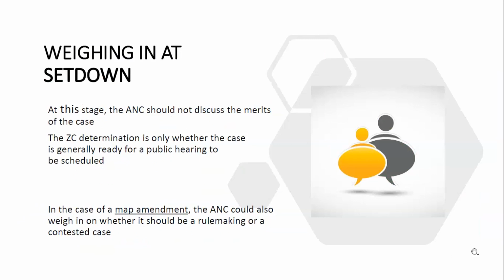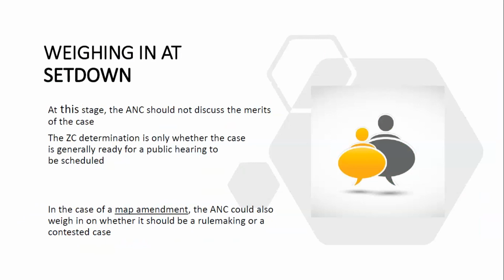And like a map amendment case, the ANC should weigh in on whether they think it should be a rulemaking or a contested case. There are times, it doesn't happen very often, that an applicant, or I should say petitioner, will submit a petition saying they think this map amendment should be a petition, meaning a rulemaking. And looking at it, it could probably go either way. And as you learned in the basic ANC training, rulemaking cases do not allow for parties.